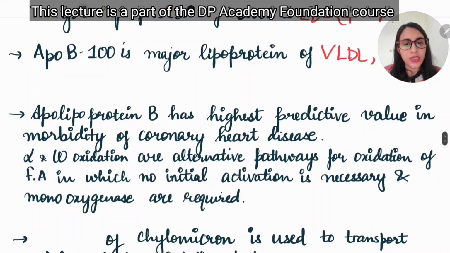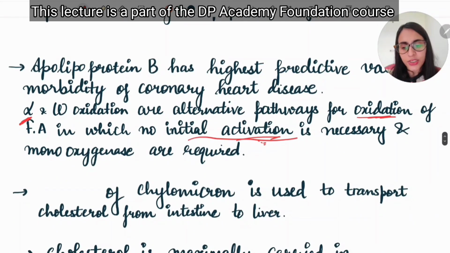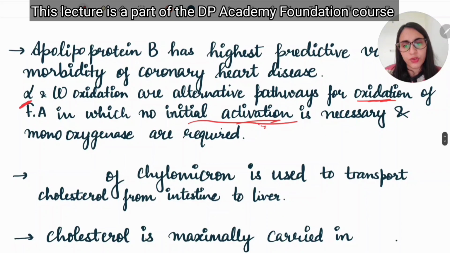Alpha and omega oxidation are the alternative pathways for the oxidation of fatty acids, in which no initial activation is required and no energy is required. Remember, alpha oxidation of fatty acid requires no ATP, and monooxygenase is required. Now, which form of lipoprotein is used to transport the cholesterol from intestine to the liver?